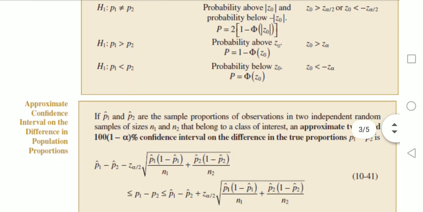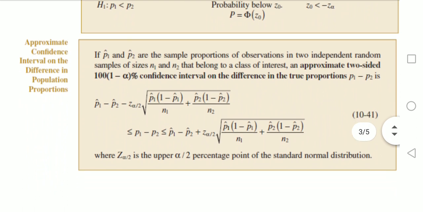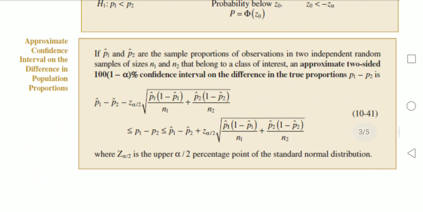And the confidence interval for a two-sided test is p1 cap minus p2 cap minus z alpha by 2 times root of p1 cap into 1 minus p1 cap divided by n1 plus p2 cap into 1 minus p2 cap divided by n2, less than or equal to p1 minus p2, less than or equal to p1 cap minus p2 cap plus z alpha by 2 times root of p1 cap into 1 minus p1 cap divided by n1 plus p2 cap into 1 minus p2 cap divided by n2.